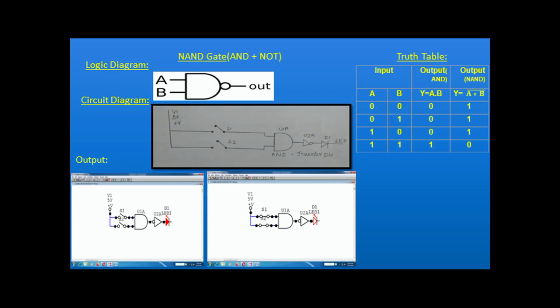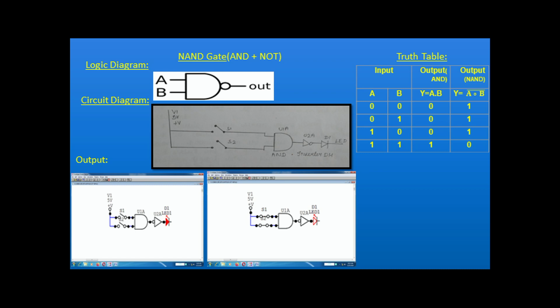Okay, next we are going to see the NAND gate. You can see the diagram from the PowerPoint. The NAND gate is the same as the AND gate, plus a NOT gate. NAND is called AND gate plus NOT gate. We can say it is the not AND gate.